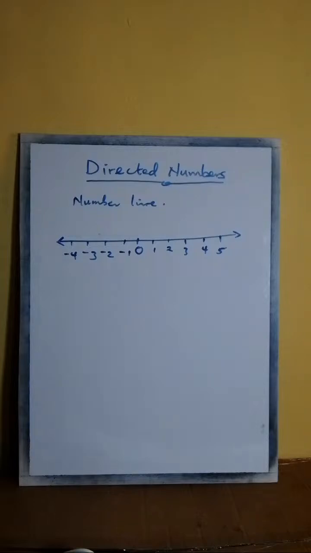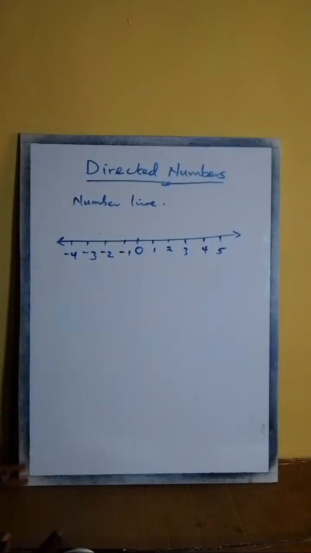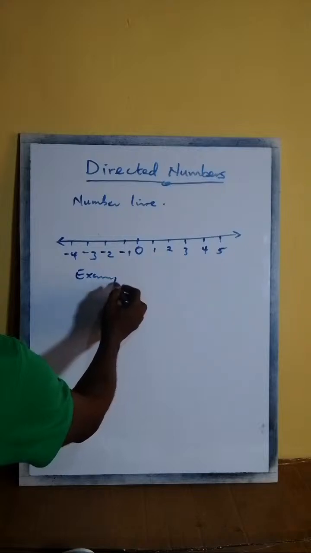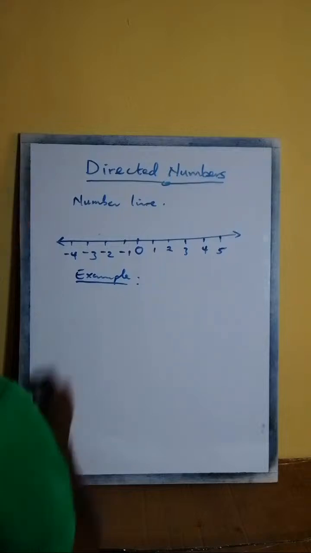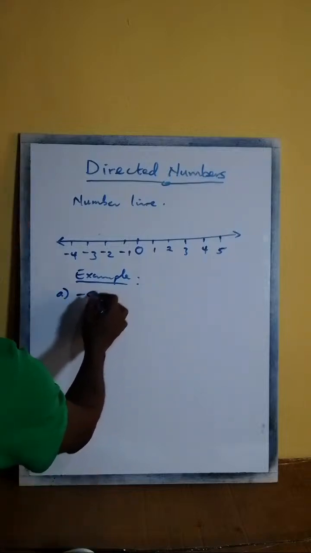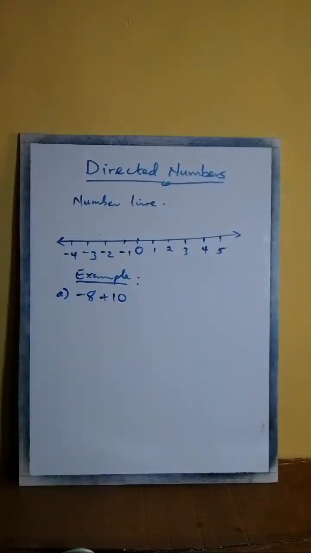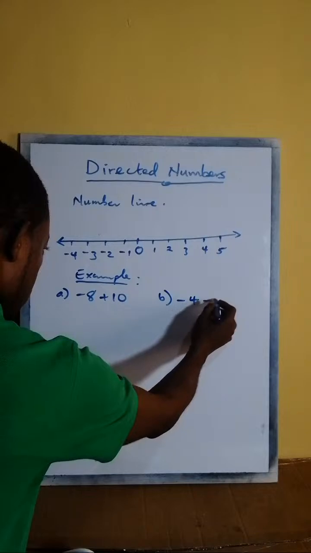Then it is important to note here that numbers to the right are greater than the numbers to the left. Then we can make use of this in handling directed numbers. For instance, we can use the number line. Evaluate this with the use of the number line. So the first one we have -8 plus 10. Then also the second one we have -4 minus 5.